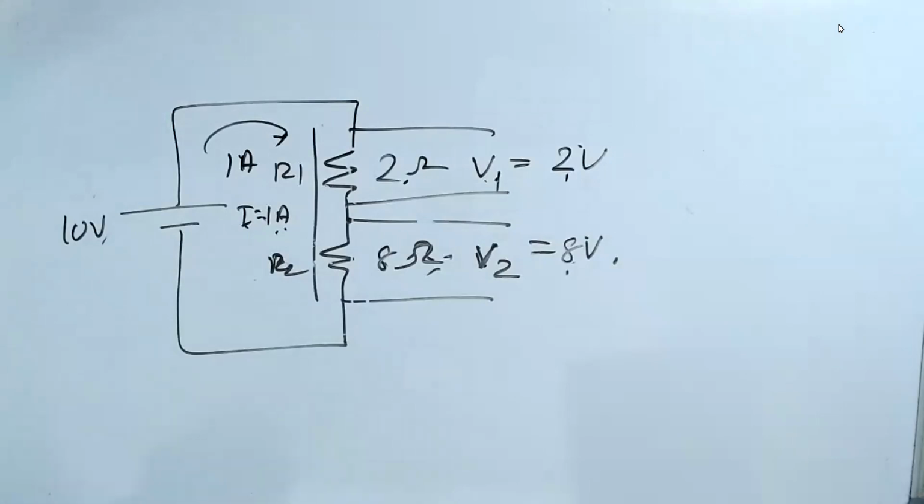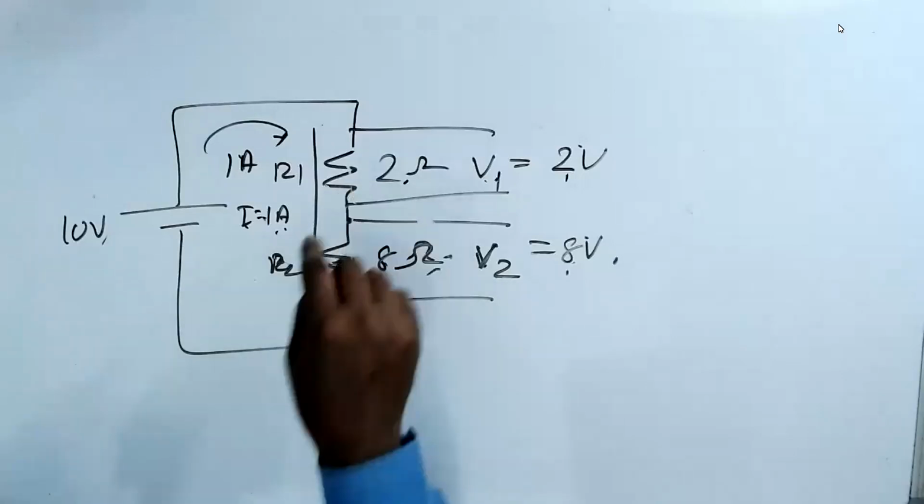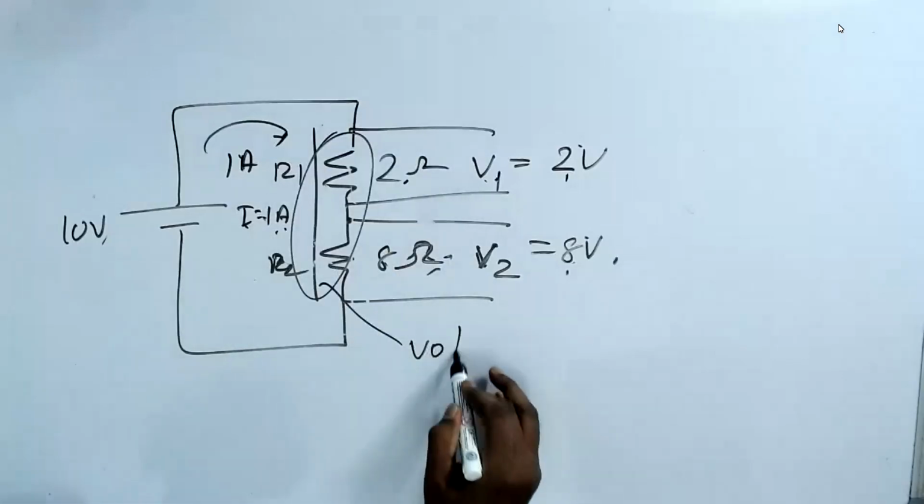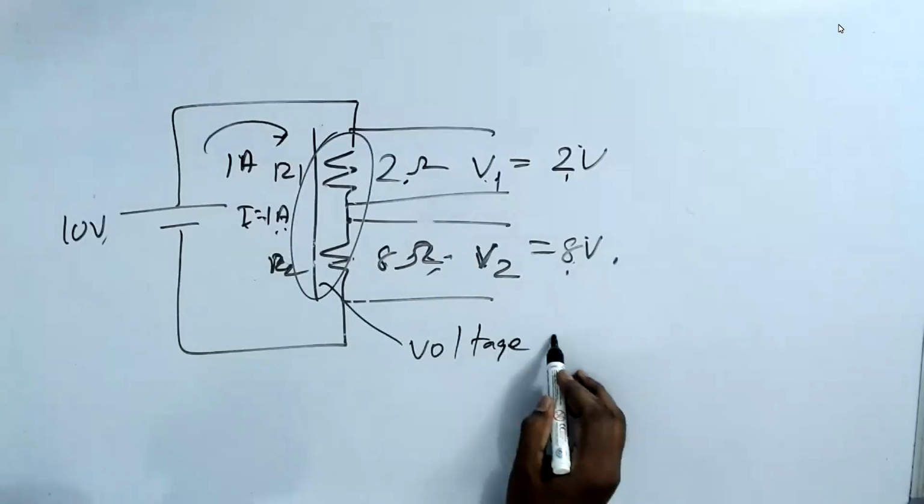Sir, can we conclude that if the value of both resistors is the same, then the voltage will also be the same in the case of series? Correct. It gets divided equally. This circuit is called a voltage divider.